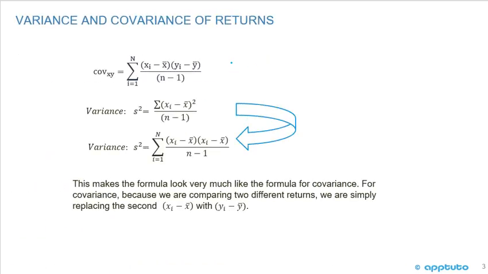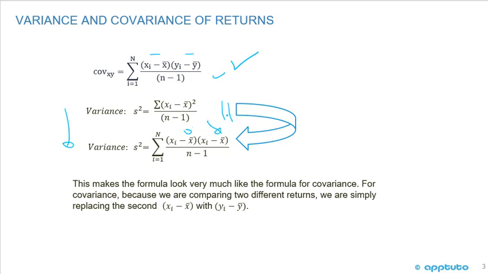Okay, so here we have the formula for covariance. It's the sum of x minus x bar times y minus y bar divided by n minus 1. Okay? And down here I just said this is pretty easy to understand, because remember our formula for variance of a sample? It was x minus x bar squared over n minus 1. Well, x minus x bar squared is the same as x minus x bar times x minus x bar.